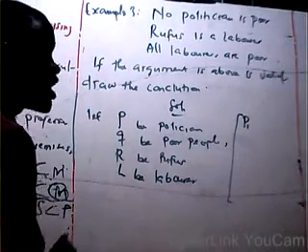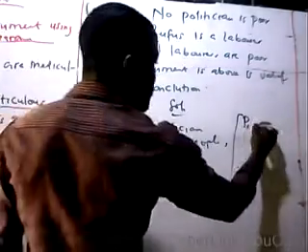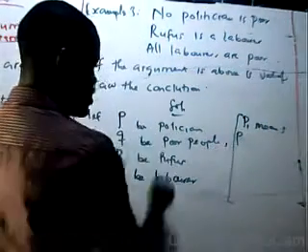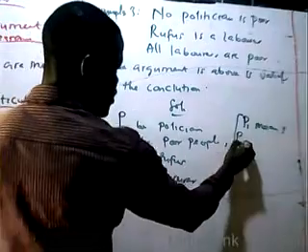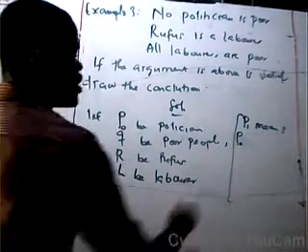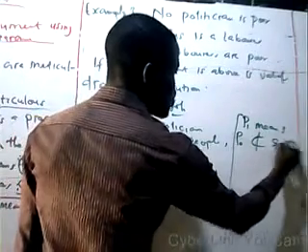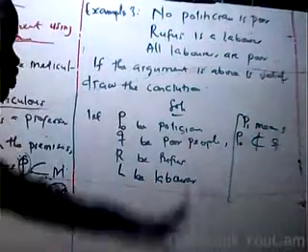Are you getting it now? Because they say no politician is poor. So P1 means politician, that is P, then put O there. So P, politician, is not what? It's not the subset of poor people. That's the meaning of the first statement.